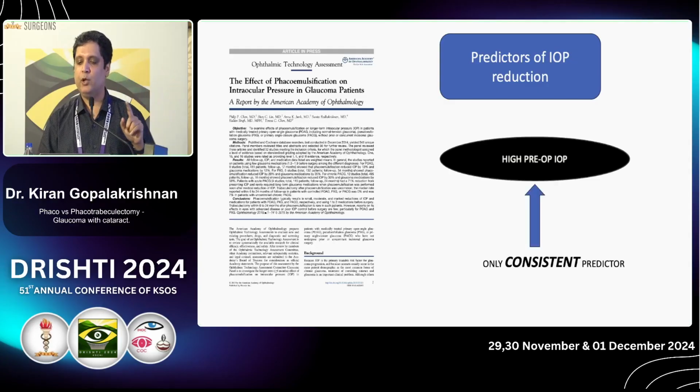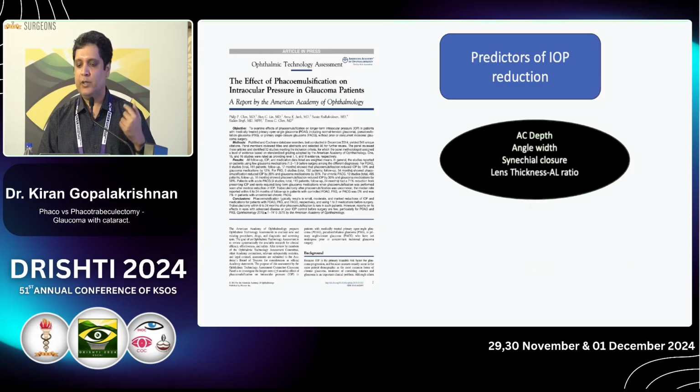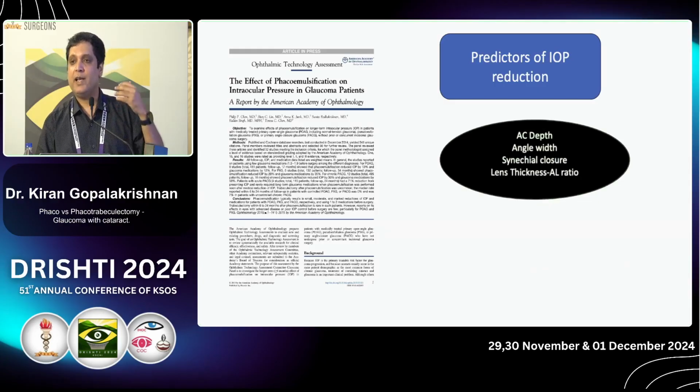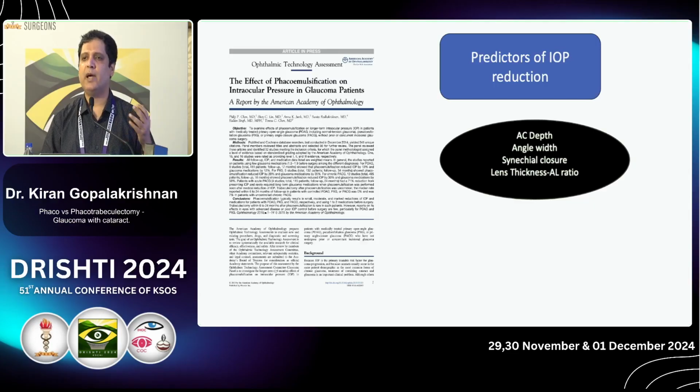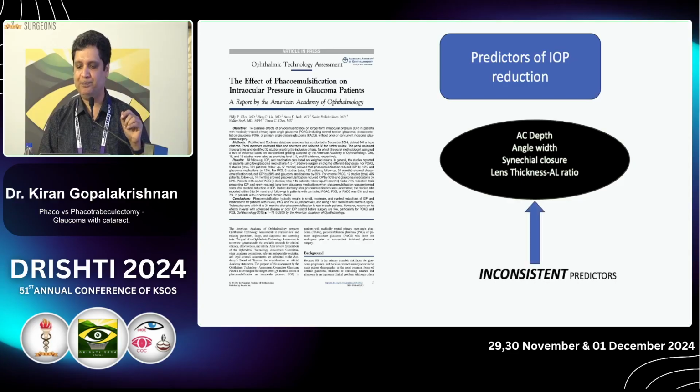Unfortunately, the only consistent predictor has been a high pre-op IOP, which is not going to be of tremendous use for us. The other things like AC depth, the extent of synechial closure, lens thickness, axial length ratio, and lens vault have not been very consistent predictors. So we don't have a set of parameters that we can look at in a given patient and tell them, okay, you are going to benefit most from cataract surgery.